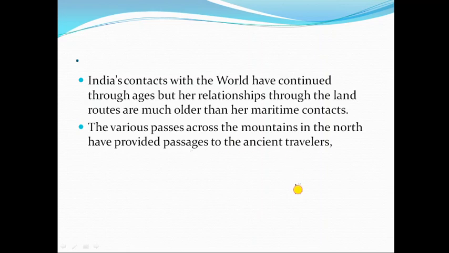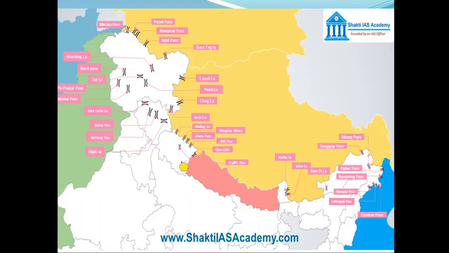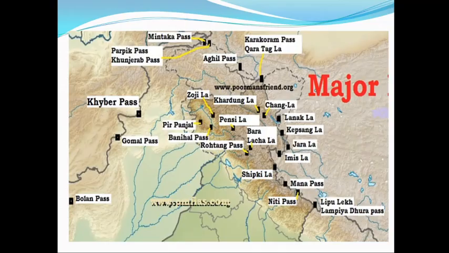India's contact with the world has continued through the ages, but relationship with other countries through land routes is much older than the maritime contacts. The various passes across the mountains in the north have provided passages to ancient travelers. A pass is a way across the mountain chains. There are various passes given here, and one by one we will cover them. So here we have various passes, as you can see in this slide.